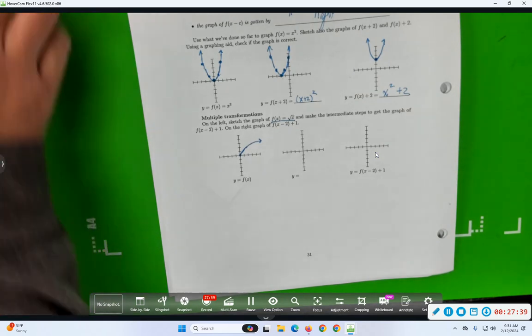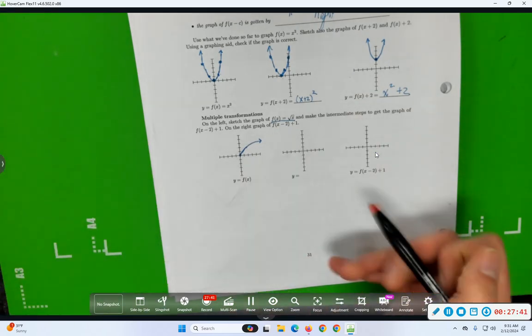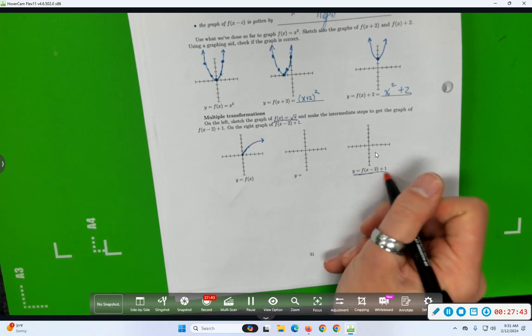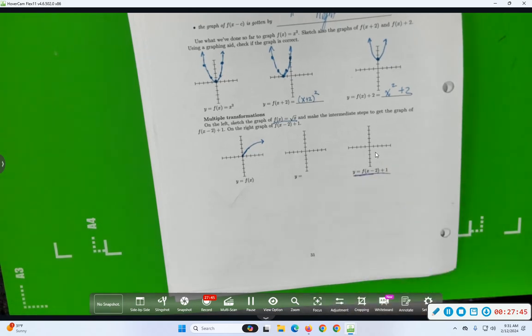And let's make this the goal. Let's sketch the graph of y equals f of x minus 2 plus 1. And let's do it one step at a time. And we'll notice that we can do these steps, we'll think about orders of steps. So let's deal with one or the other first.